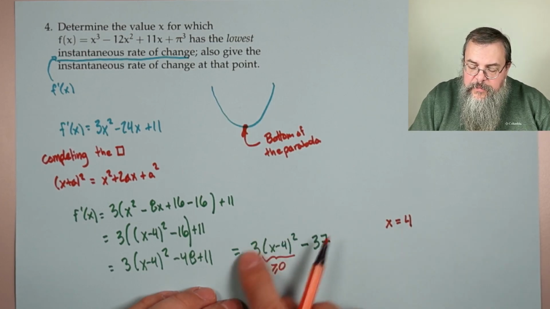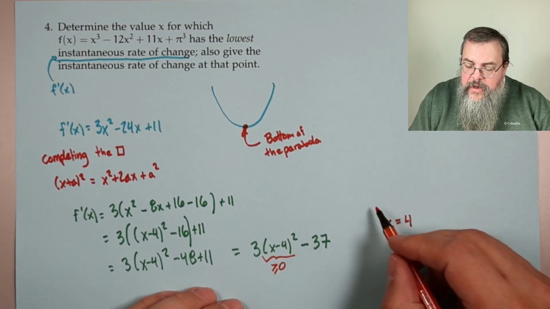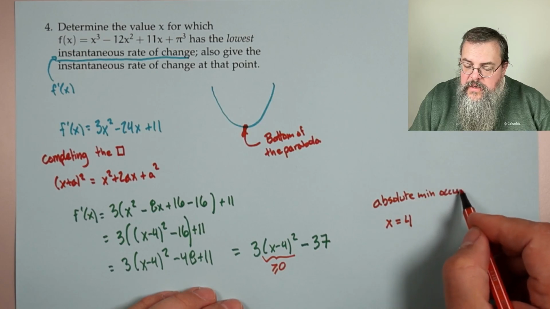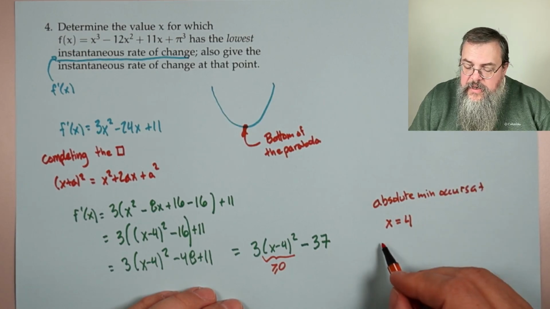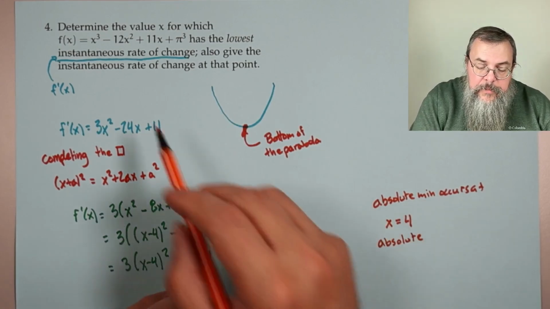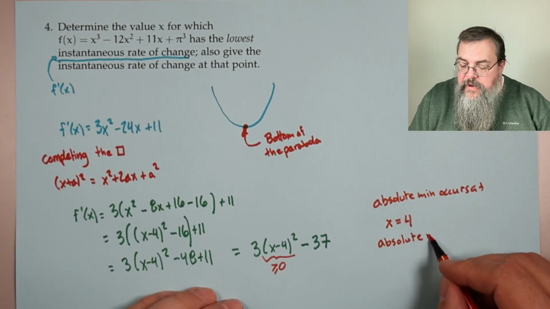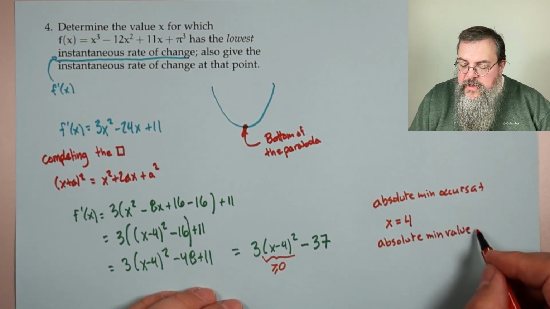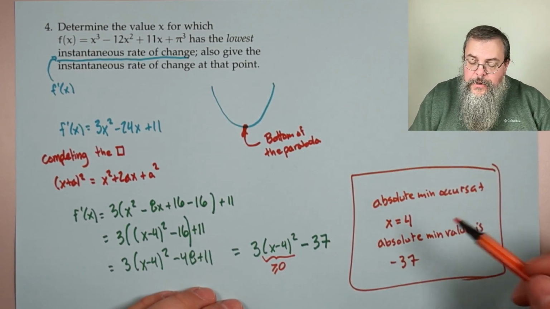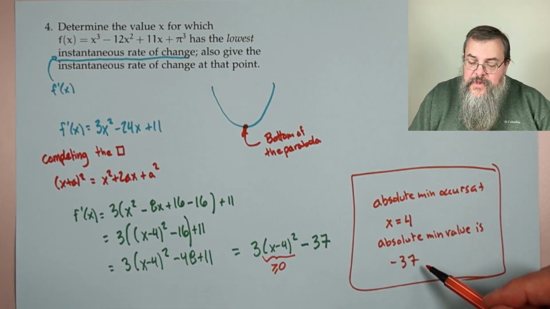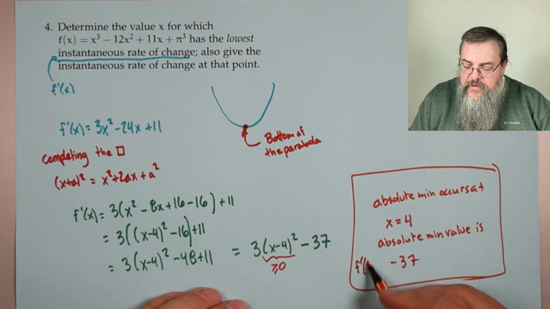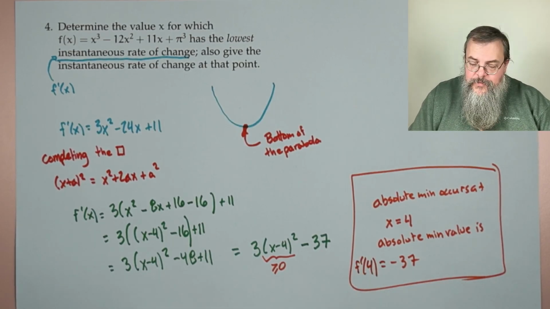And if x equals 4, this part goes away, and so the absolute min occurs at x equals 4. The absolute min value of the instantaneous rate is negative 37. So we had to have both pieces of information: where did it occur, and what's the minimum instantaneous rate of change at that point? Just to be clear, this is f prime of 4. And that's it. There you go.